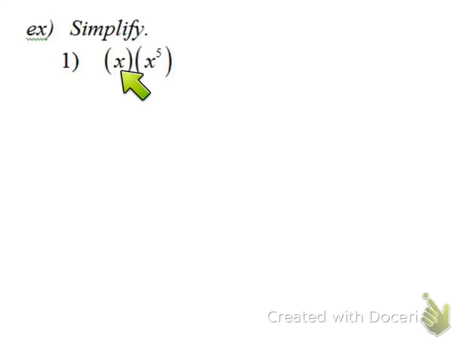We don't have an exponent up here. When you don't have an exponent, it's kind of like having a 1. So x to the first times x to the 5th would be x to the 6th. Good. Now, I always tell students, when in doubt, write it out, okay? If you don't know what to do, write it out.